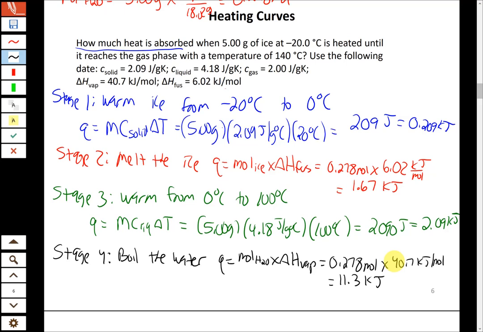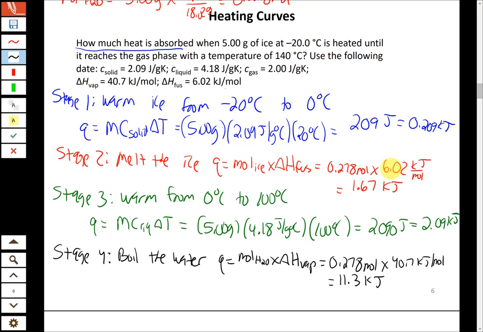Now, one thing you might notice, and maybe you should think about, and I'll tell you why it is, but you should also see if it makes sense to you individually. You notice that the enthalpy of vaporization, 40.7, is quite a bit larger than the enthalpy of fusion, which is 6.02. It's over 6 times larger. So the question is, why is that?